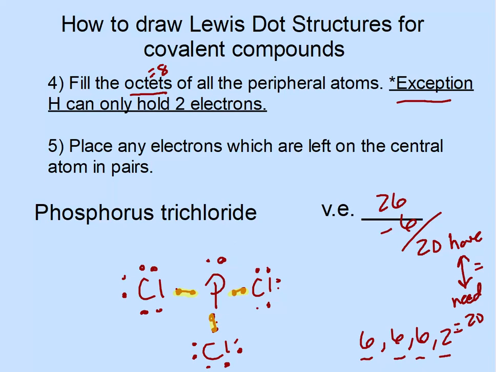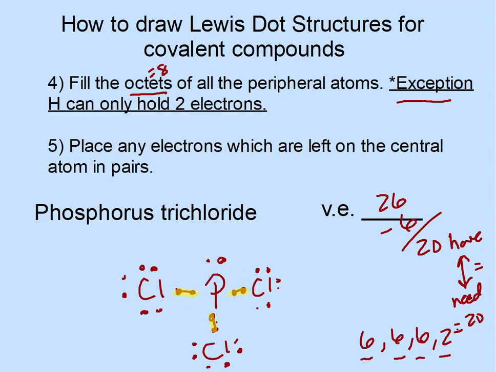Before moving on, always double check, does everything have 8? So 2, 4, 6, 8. Notice that chlorine has 8. 2, 4, 6, 8. That chlorine has 8. 2, 4, 6, 8. That chlorine has 8. And the one in the middle has 2, 4, 6, 8. So it also has 8.